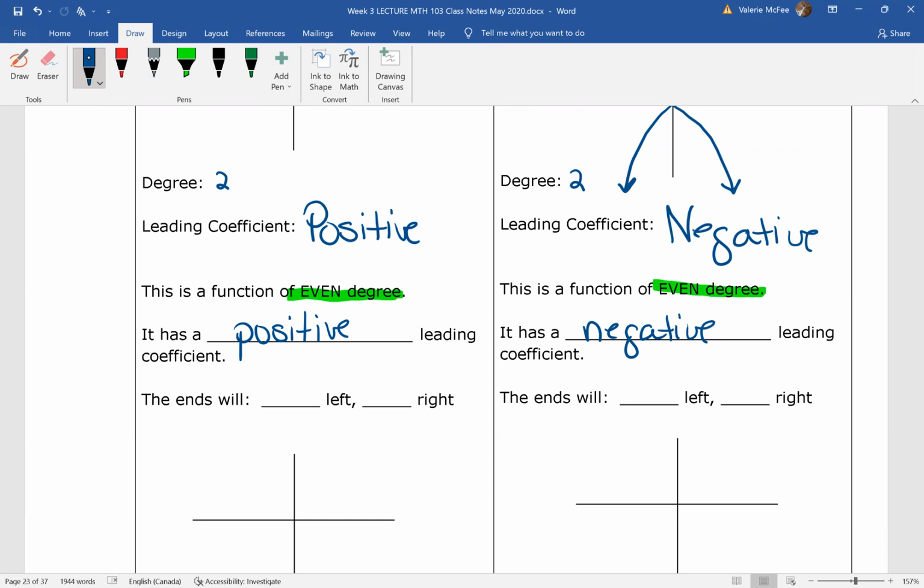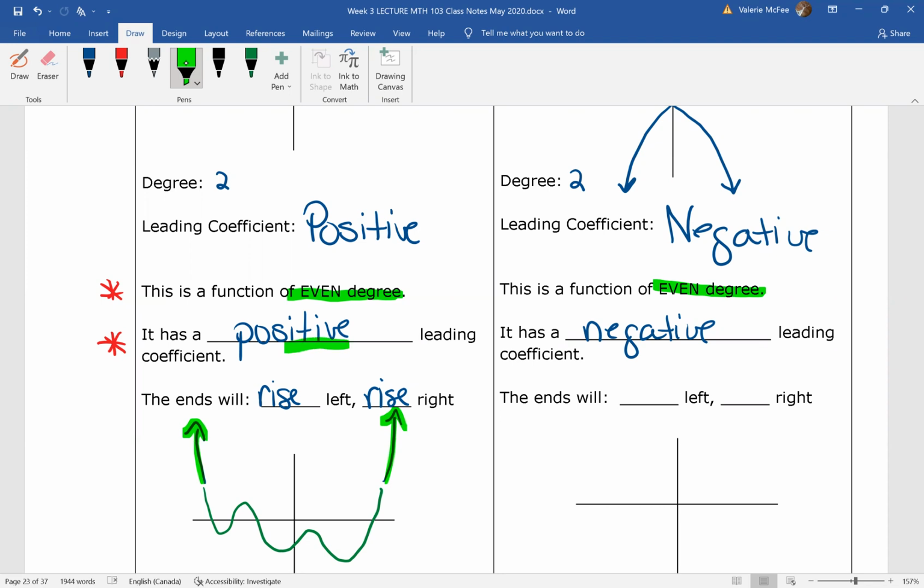Every time we have a function of even degree with a positive leading coefficient, the ends of the graph will rise on the left and rise on the right. So what will the rest of the graph be doing? That depends on the rest of the polynomial function itself. But the ends will both be rising if it has an even degree with a positive leading coefficient.